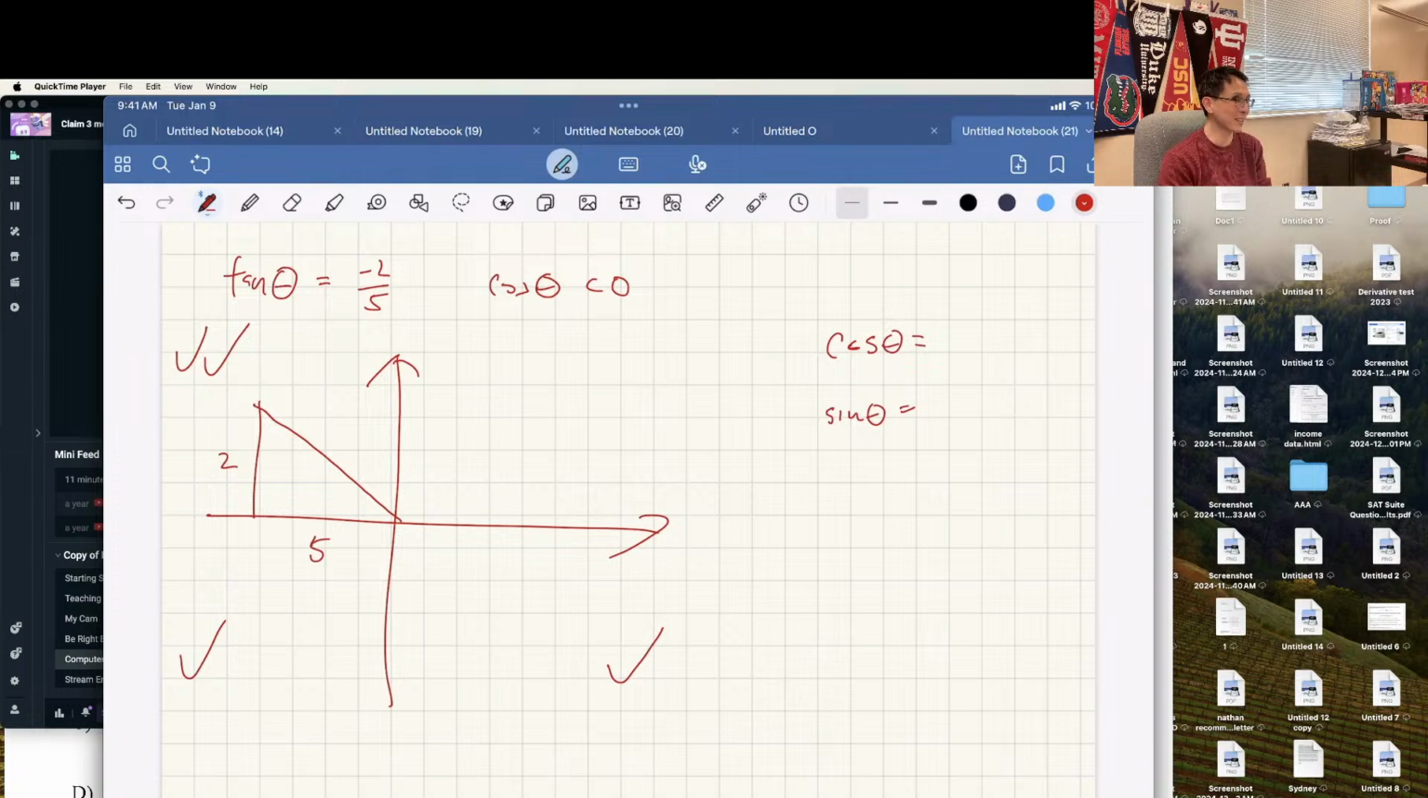Actually, the 5 is negative. It looks very deceiving. But this 5 is negative. Do you see why? Because x is on the left side. So 5 is negative. Tangent is y over x. So this is y, right? This is x, right?